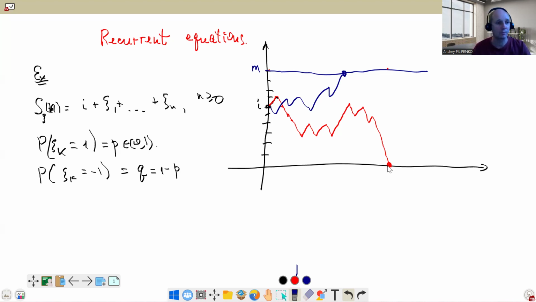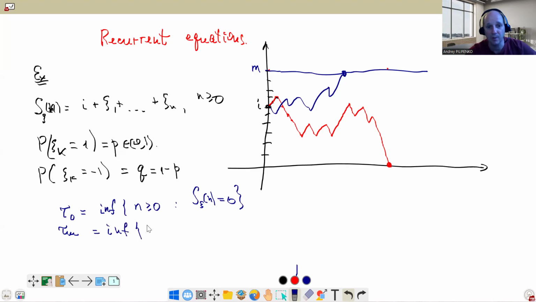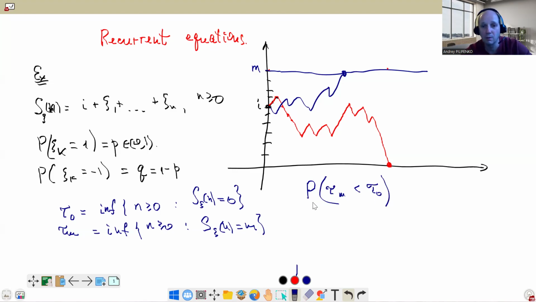Let me introduce the following notation. Tau_0 is the infimum of n such that S_n is 0. Tau_m is the first time when S_n is m. And the question is, find the probability that tau_m is less than tau_0, given that you start from I. So this subindex I means that S_0 is I. So we want to calculate this probability where I is greater than 0 and less than m.